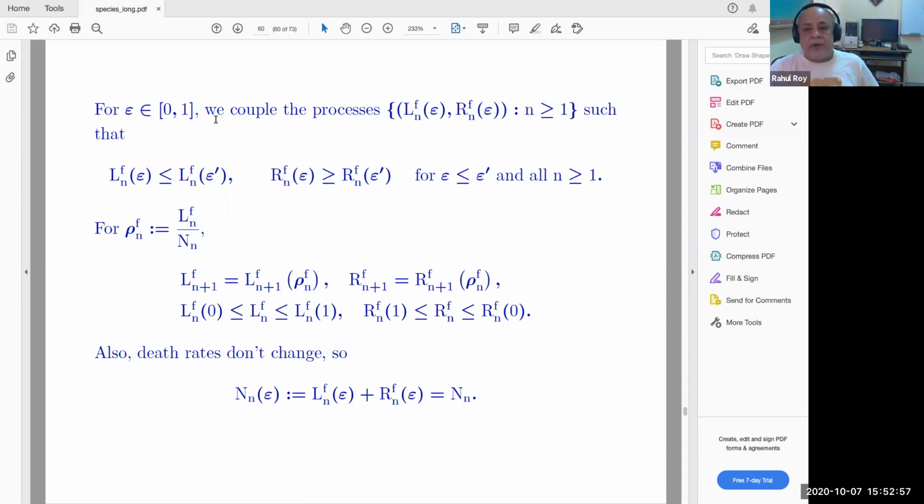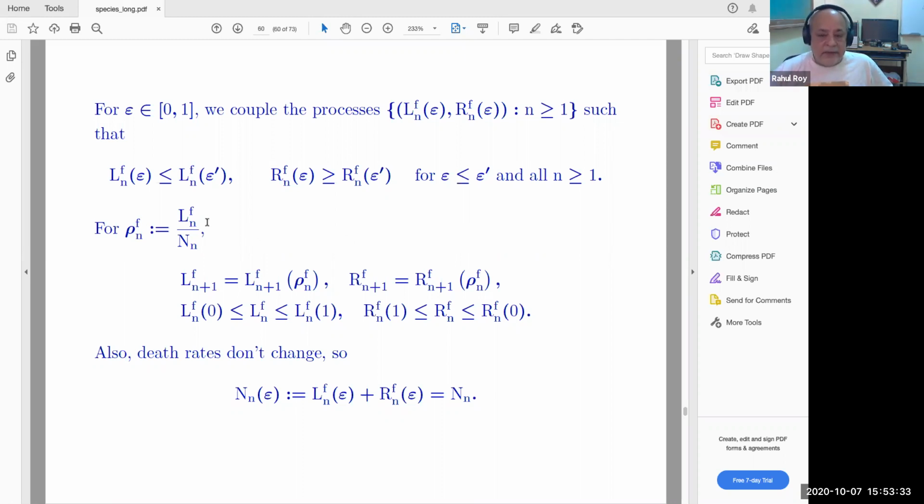And for epsilon in (0, 1), we couple the processes, all the epsilons. We can couple epsilon and epsilon prime, etc., such that for epsilon less than epsilon prime, L_n^f(epsilon) is less than or equal to L_n^f(epsilon prime), and the ones on the right would be larger for epsilon prime bigger than epsilon, for all n bigger than or equal to 1. So we are coupling these Markov chains over all epsilons.